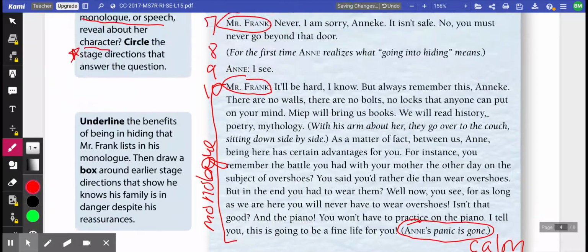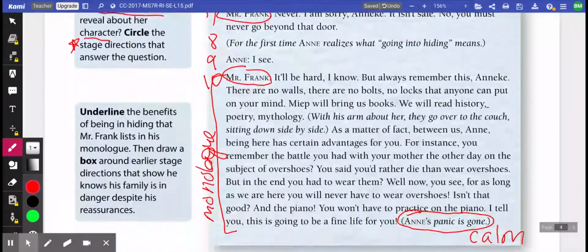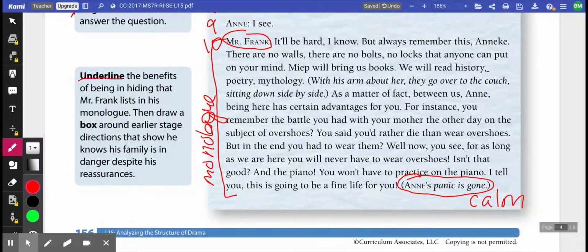Okay. And then our next piece says that we want to underline the benefits of being in hiding that Mr. Frank lists in his monologue. Then we want to draw a box around earlier stage directions that show he knows his family is in danger despite his reassurance, which is, if they're in danger, that means he is likely afraid for his family. So, what did you underline that he lists as benefits for a 13-year-old girl being in hiding?